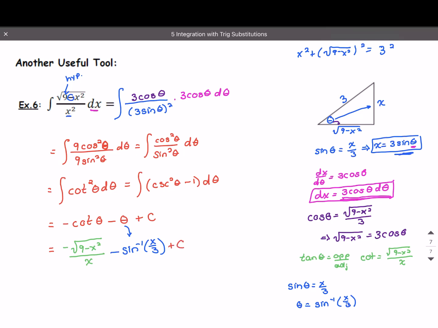Now that is a totally different looking answer. But it was actually easier to do the calculus in terms of trig than it would have been to do it in terms of all those x's.